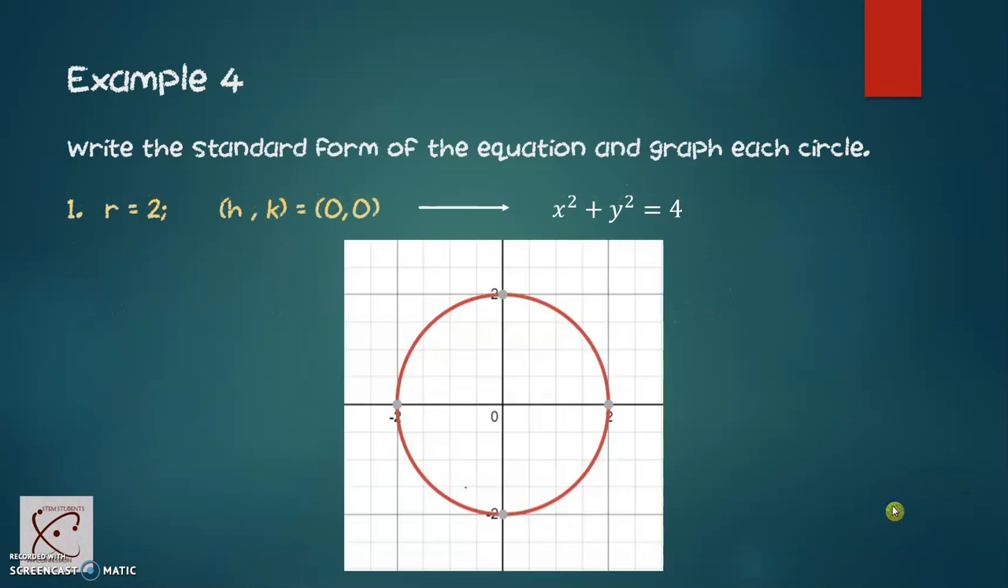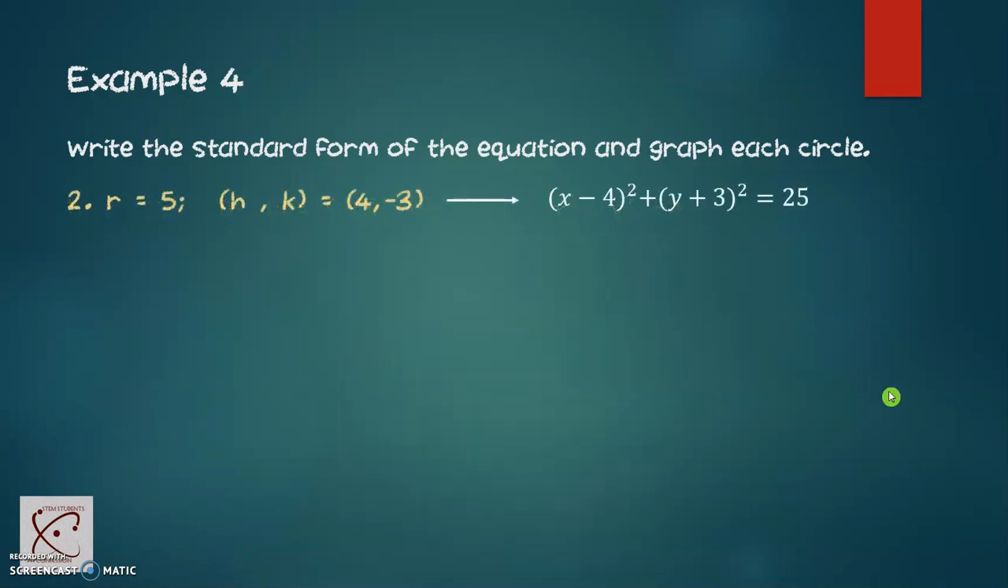For number 1, this will be its graph. Since our center is at the origin, here is our center. And then, we count 2 units to the right, left, top, and here at the bottom. So, we count 2, 1, and 2. On top, 1, 2. To the left, 1, 2. At the bottom, 1, 2.